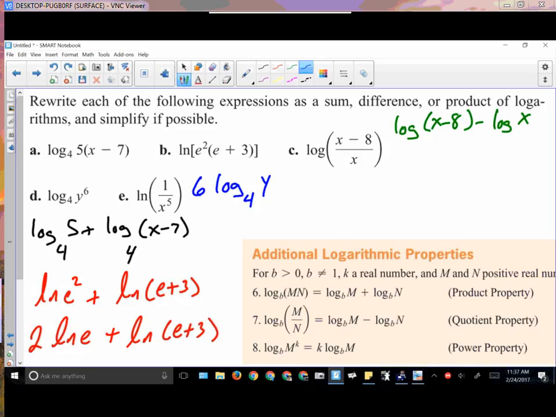What about the last one, E there? Now, this one could be dealt with in a couple of different ways. You could apply the division to it, or the quotient property if you wanted to, but that would be the ln of 1 minus the ln of x to the 5th. And I'm going to go through that here a little bit and show you what happens. This one's a little bit on the more fun side.